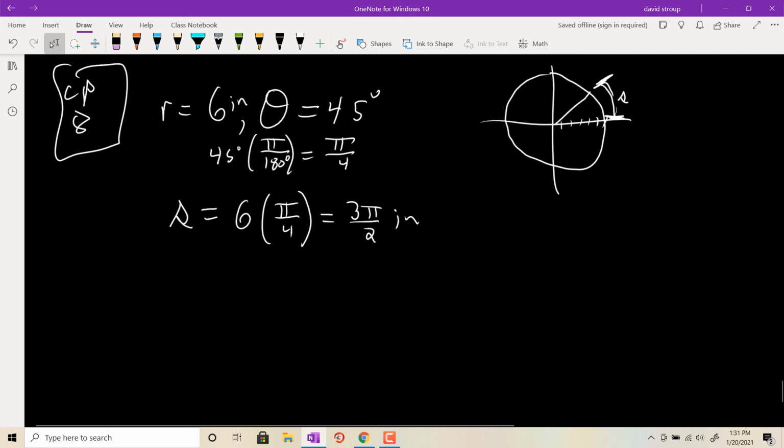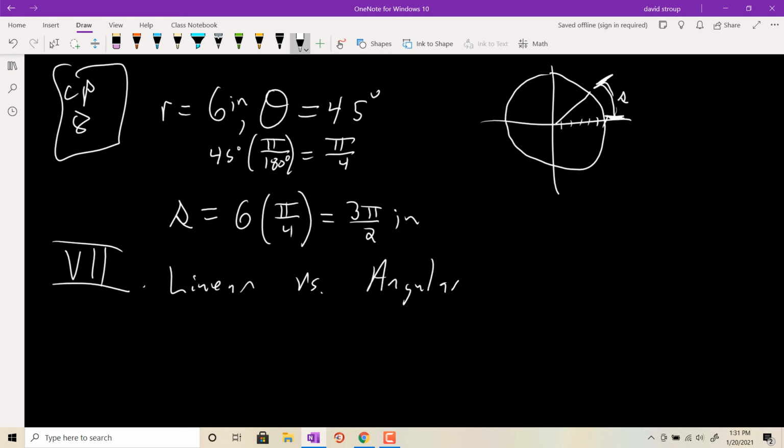Okay, so you can think of the radians as kind of unitless, and the 6 is in inches. One application you'll see in physics is working with linear and angular speed. So, linear versus angular speed.